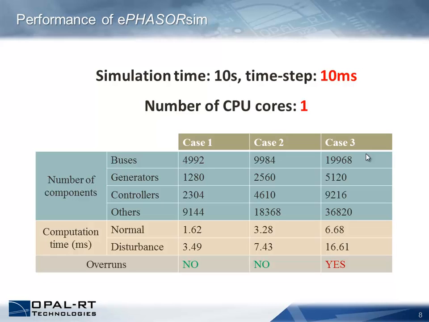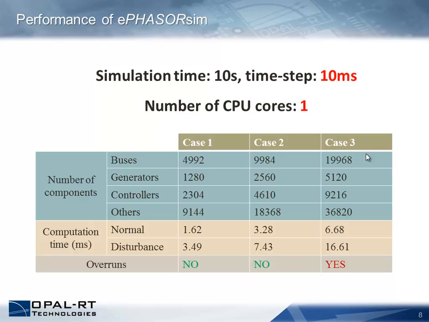It's fast. It's really fast. Here's an example of speed. We had 3 test cases over here where you can see the number of buses. Over here it's about 5,000, about 10,000, about 20,000. And everything else goes accordingly: 1,200, 2,500, 5,000 generators, and controllers and other components.